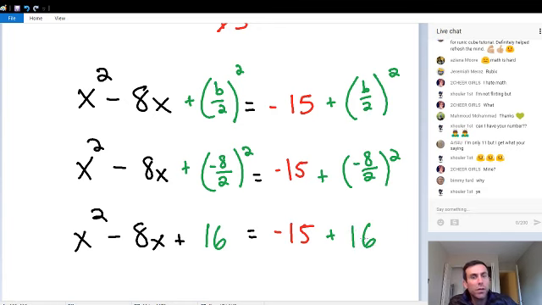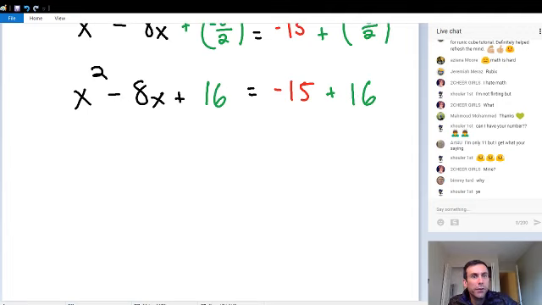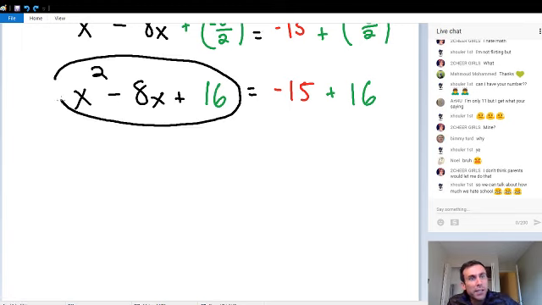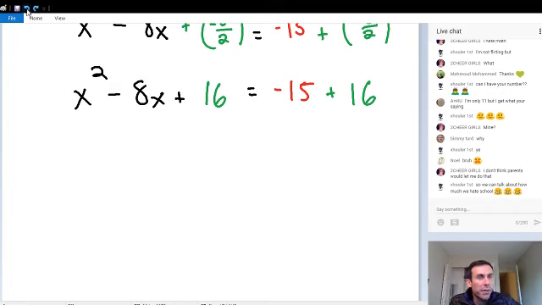All right, so at this point, let's keep on simplifying this even further. The reason why we added this negative b over 2 squared is to make this a perfect square. At this point, now we know that the left-hand side of the equation is going to be a perfect square. This x squared minus 8x plus 16 is going to factor into a perfect square.